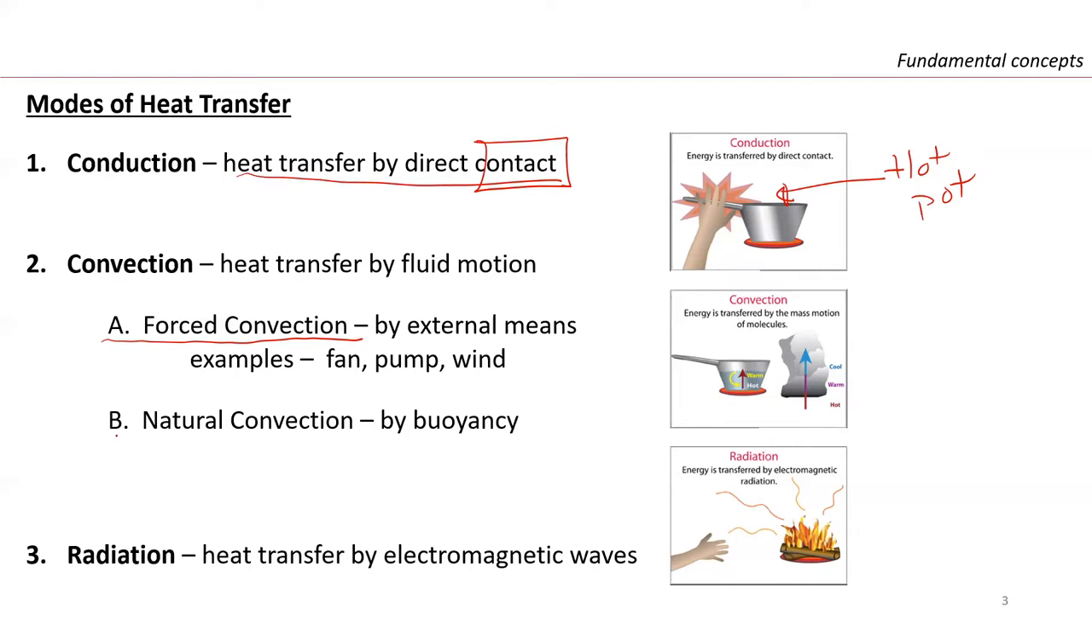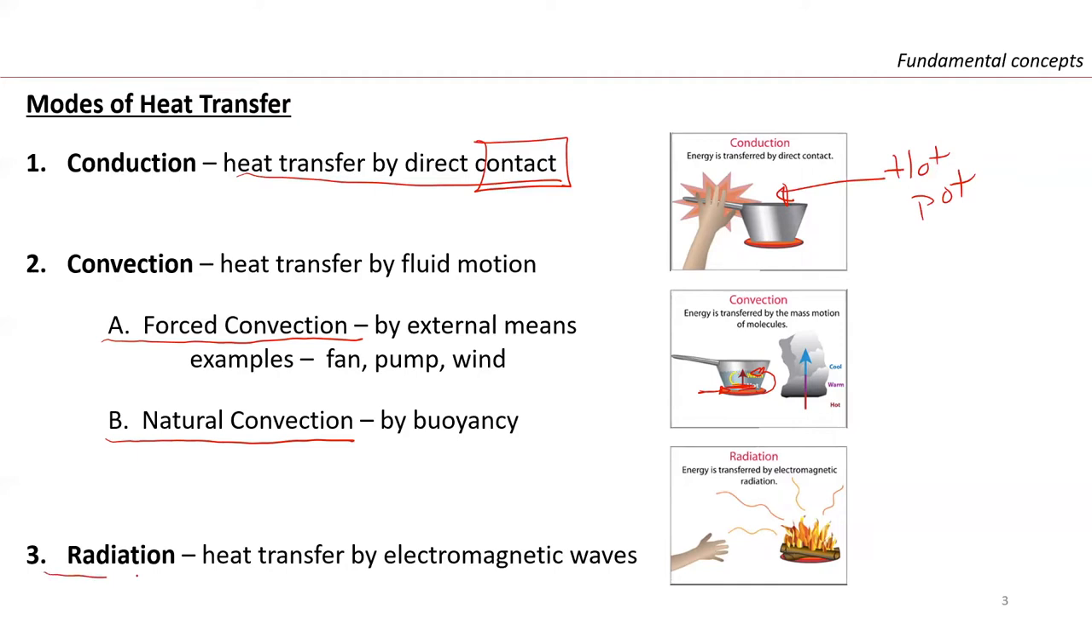The other type of convection is natural convection. And this happens by buoyancy. This we see a lot of in nature. And also when we are heating water. For example, imagine you have a pot, right? And in the bottom of the pot, the water starts becoming hot, right? It is colder on the top, right? So then the hot water moves to the top because there's a difference in density, right? So that is natural convection.